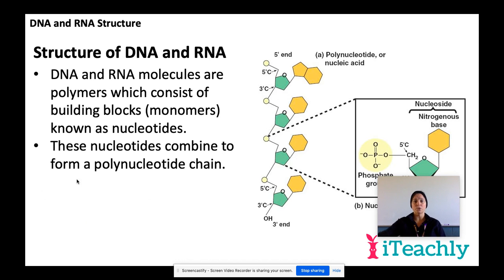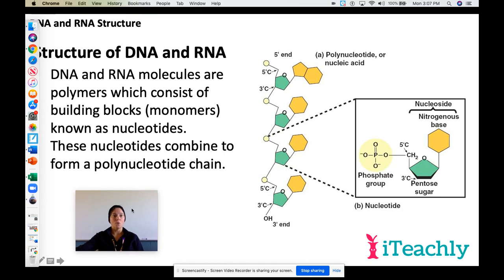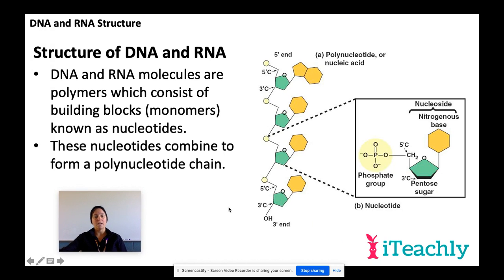So what do these structures look like? Our DNA and RNA molecules are polymers, poly meaning many, and they have many of these nucleotides, which is the monomer that makes them up. Because we have many nucleotides, it's sometimes called a polynucleotide. And so what are these nucleotides composed of? Well, we have a nitrogen base, we have a sugar, and then we have a phosphate group.